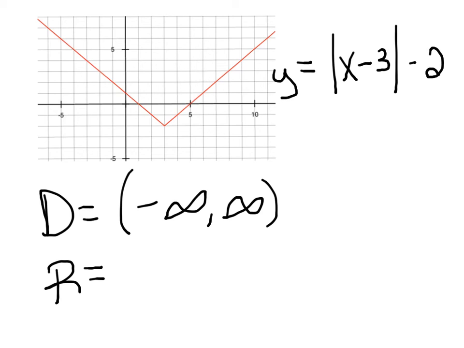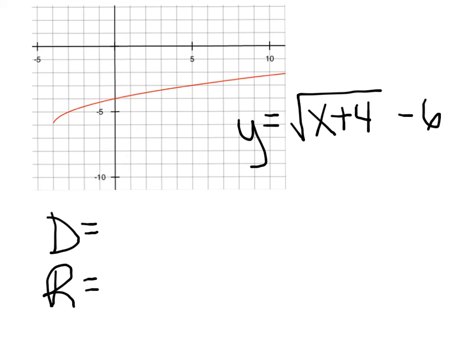My range, though, is going to start at negative 2, and it's going to get bigger. So I'm going to go from negative 2 to infinity. I'm never going to get a number smaller than negative 2. You can tell that by looking at the graph. Now, it does equal negative 2, so I'm going to put a bracket around negative 2 showing that my range starts at negative 2. It includes negative 2.